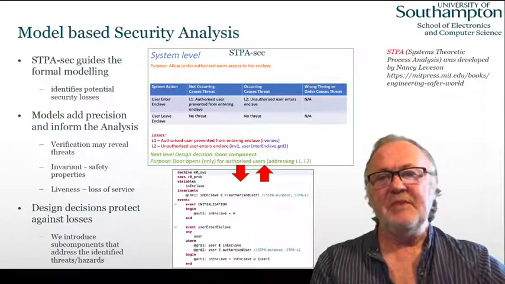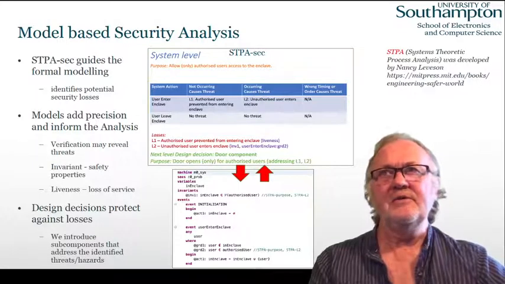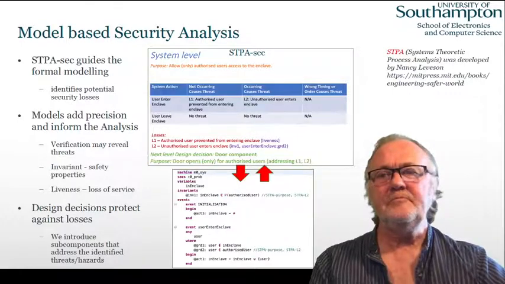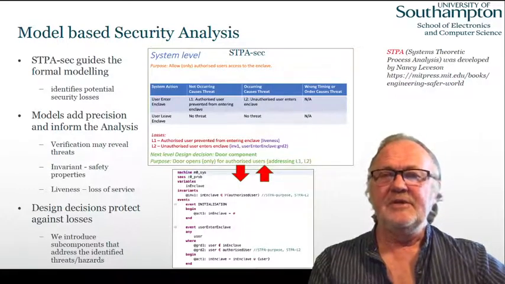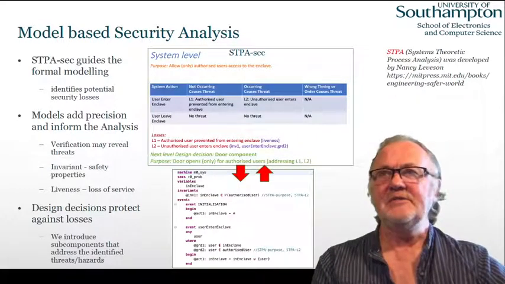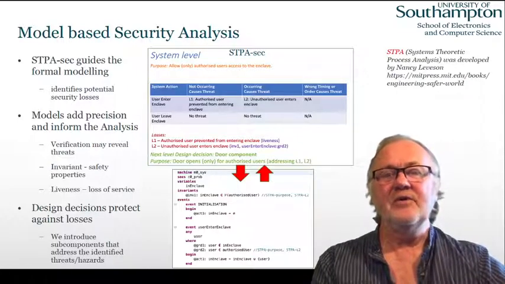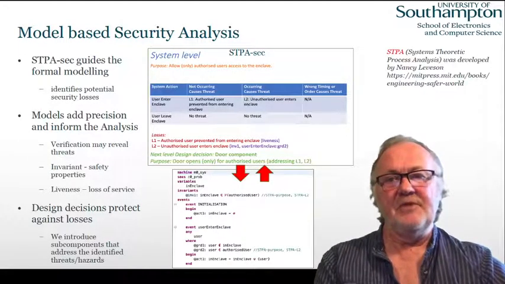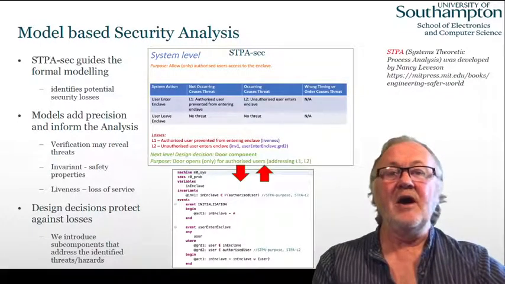Firstly, we describe the main purpose of the system. In this case, it's to allow only authorized users to access the enclave. And this helps us to identify potential security losses. And then for each system action, the STPA table identifies potential threats that could arise if the action is carried out, or is not carried out, or is carried out at the wrong time or in the wrong order. For example, for the user enter enclave action, it would be a problem if it doesn't occur for an authorized user, but also a problem if it does occur for an unauthorized user.